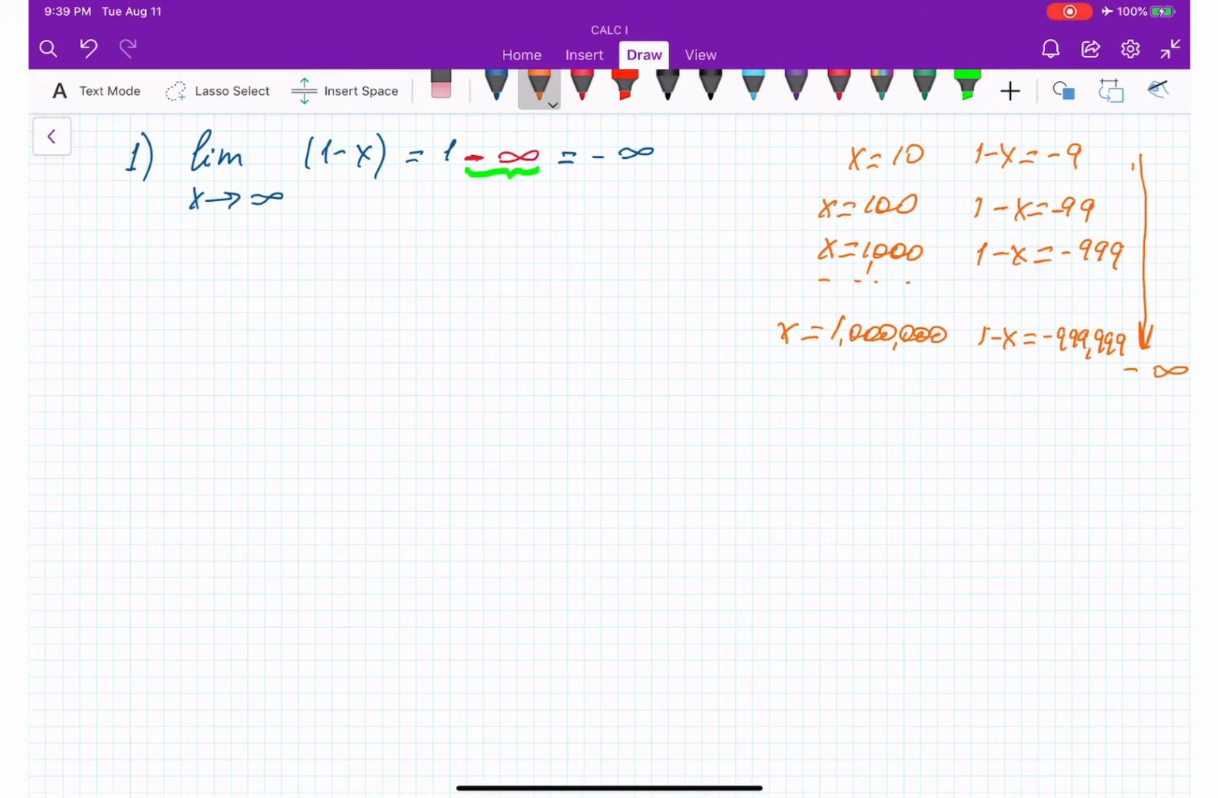So this is another way to explain. And the first one, it's 1 minus infinity, 1 and negative infinity. 1 is nothing compared to negative infinity. That's why negative infinity absorbs 1 just like nothing. Next one.